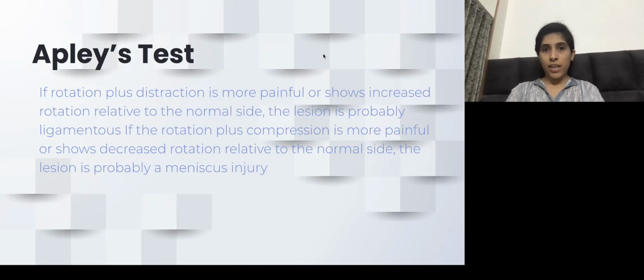So what it says is that if you use the distraction force and after that do the rotational motion, and the patient complains of pain, then that is related to ligament injuries. And with the compression force, if the patient complains of pain, that is related to meniscal injury.